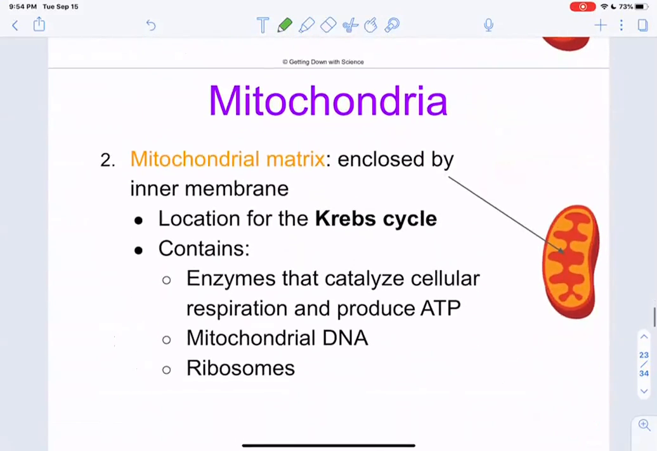The mitochondria also has a mitochondrial matrix. This fluid in the center, which I'm highlighting in green, is where we're going to see the Krebs cycle. We'll talk more about this during cellular respiration in the next unit, so don't worry about that for now. This mitochondrial matrix is going to have enzymes, ribosomes, and our mitochondrial DNA in it.